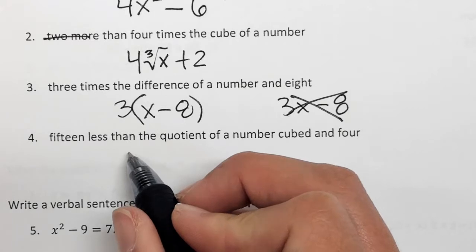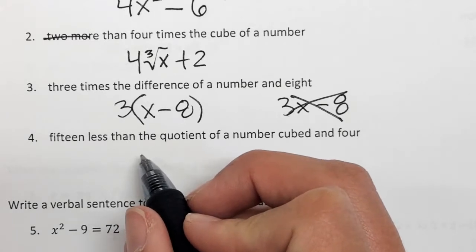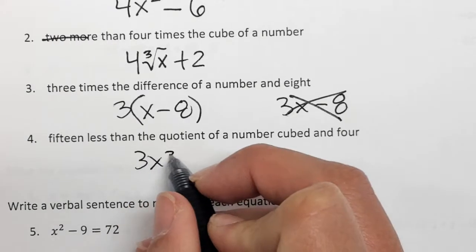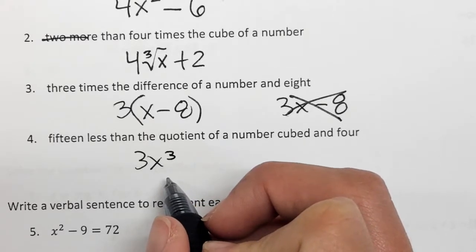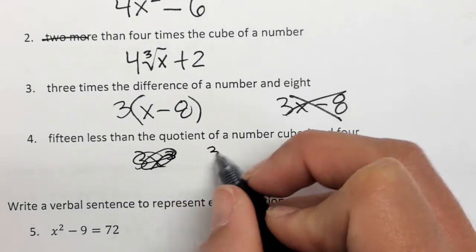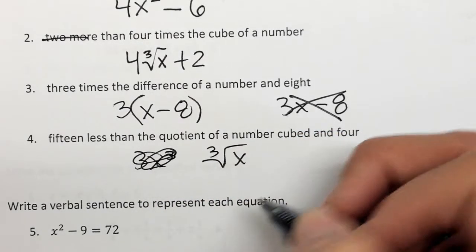Alright. 3 cubed of a number? Okay, so 3 cubed of a number. What else? Oh, okay. I see what you're saying. Like this. Okay, go ahead.